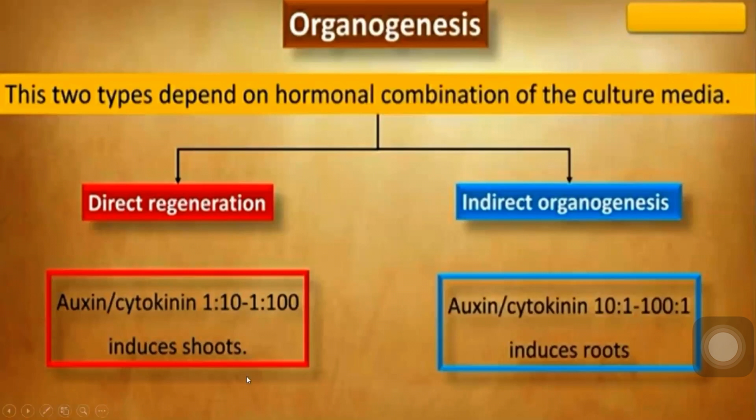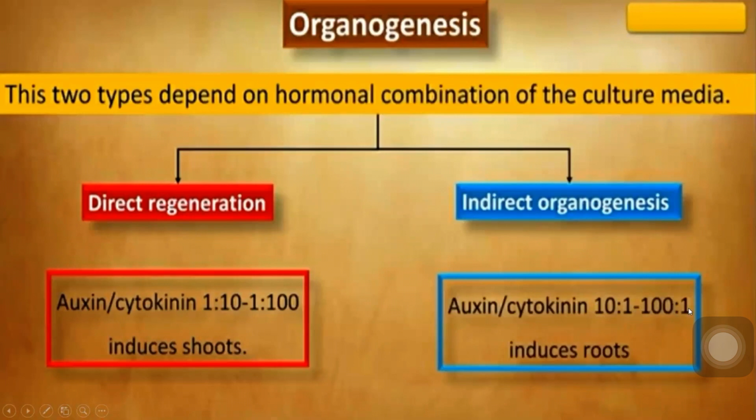And when we have to induce root formation, we have to take a higher concentration of auxin as compared to the cytokinin. As is shown here, we can take 10 times more auxin than the cytokinin, or 100 times more auxin than the cytokinin.